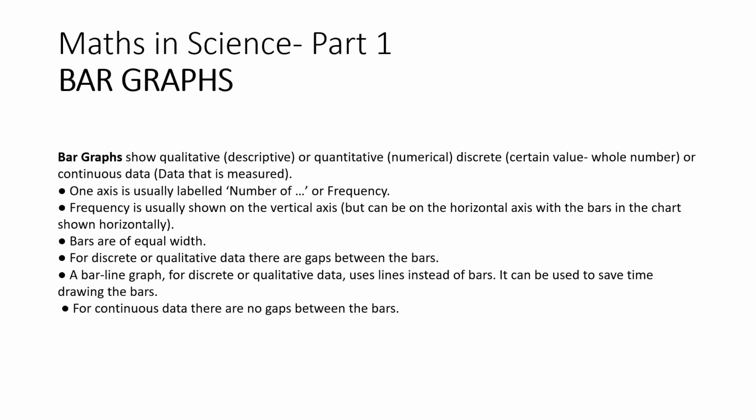If you're doing discrete or qualitative data, which is descriptive data, then there are gaps between the bars. If you have a bar line graph, which is normally for discrete or qualitative data, you use lines rather than bars. And for any continuous data, which is data that you normally measure, so for example, the length of plants, there are no gaps between the bars.